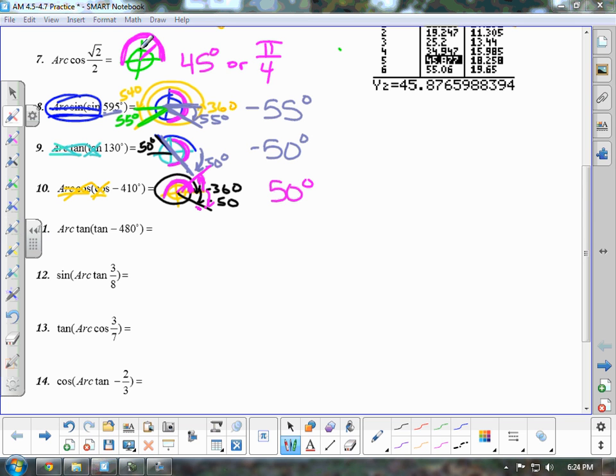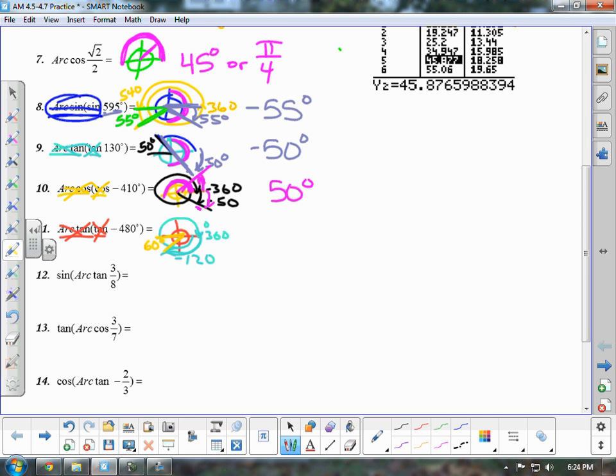Next question after that, arc tangent and tangent are inverses, so they go away. Looking at our unit circle, 480 degrees negative would be negative 360 and another 120. So that angle from there to there is 120, which makes this angle your reference angle, and that is 60 degrees.